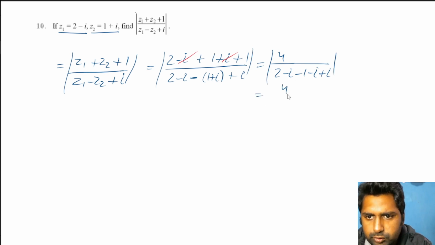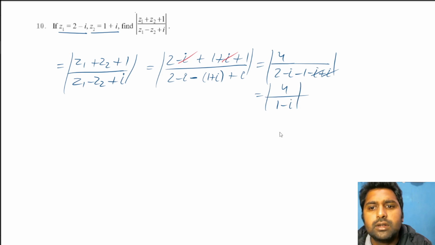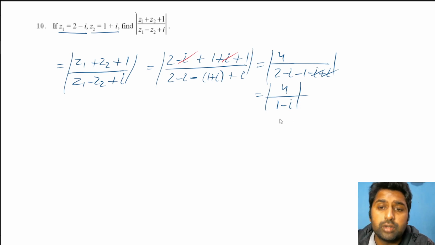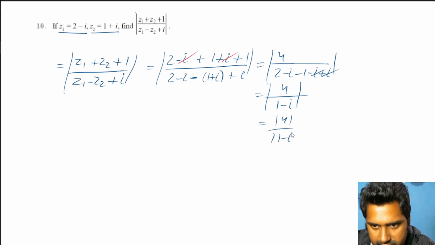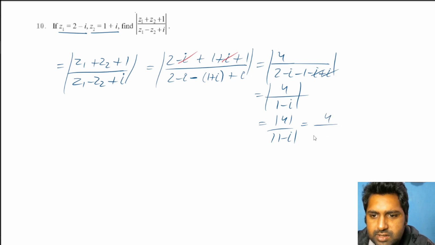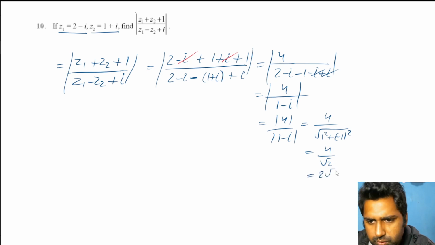Let's solve further. 4 upon, iota cancels, 2 minus 1 is 1 minus iota, and modulus. Now we know we can split the modulus of numerator and denominator. You don't have to rationalize this because he's not asking for the complex number itself, he's asking for the modulus of it. So let's split: modulus of 4, modulus of 1 minus iota. What is modulus of 4? 4. What is modulus of 1 minus iota? That is square root of 1 square plus minus 1 square, a square plus b square. So that is 4 upon root 2, or you can write this as 2 root 2.